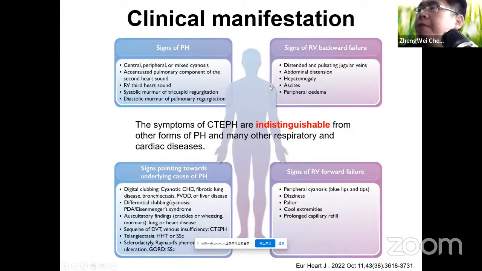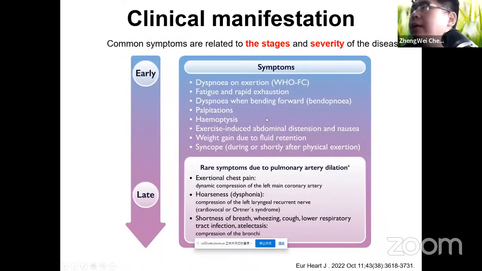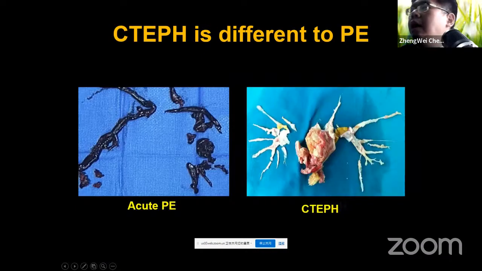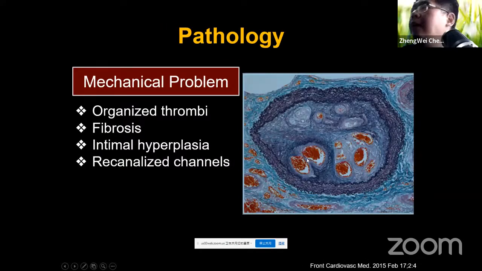As to the clinical manifestation, the symptoms of CTEPH are indistinguishable from other forms of pulmonary hypertension and many other respiratory and cardiac diseases, and the common symptoms are related to the stage and severity of the disease. As to risk factors, previous pulmonary embolism is the most important, and others include younger age, large perfusion defects, and idiopathic pulmonary embolism at presentation. As we can see from the picture, CTEPH is very different from pulmonary embolism. The pathology in CTEPH shows organized thrombi, fibrosis, intimal hyperplasia, and recanalized channels.